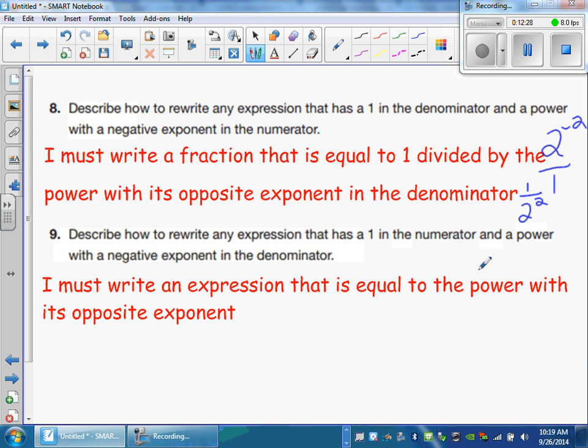Number 9 is kind of asking the opposite. How do I write an expression that has a 1 in the numerator and a power with a negative exponent in the denominator? So this time the negative exponent is on the bottom. I wrote the answer, I must write an expression that is equal to the power with its opposite exponent. So this one will become, like we said, move it to the top. It will become 2 to the positive second power. And again, technically that 1 is still there, but we don't need to write that part.